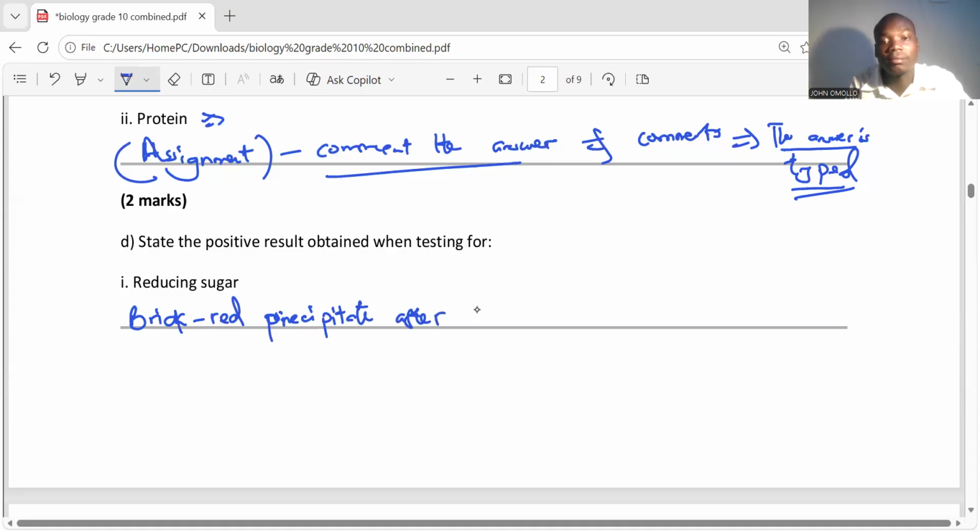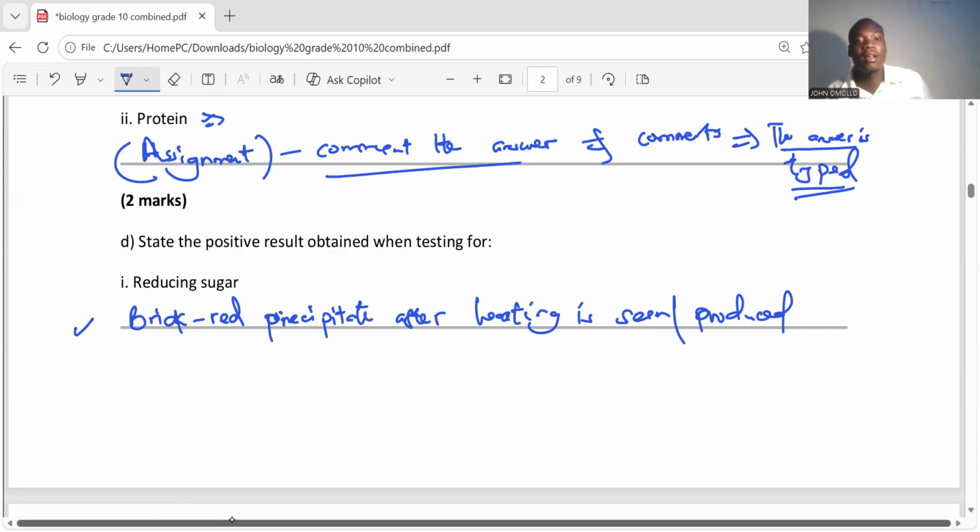After heating is seen or produced. So remember, this is a practical. So what are we going to see as the result for reducing sugar? We're going to see brick red precipitate being formed after heating.